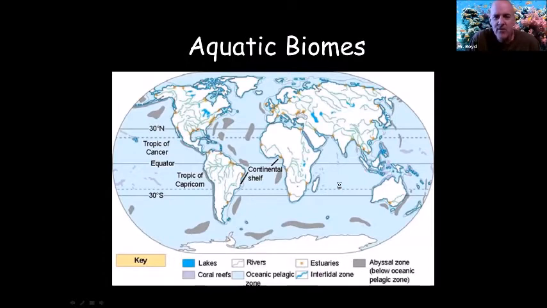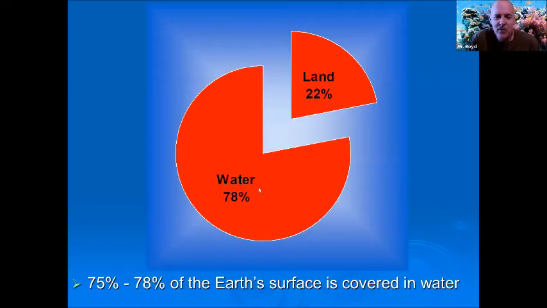You'll notice from this map that the aquatic biomes make up a significant percent of the planet. Depending on how you measure it, the water is between 75 and 78% of the Earth's surface. So even though we spend a lot of time talking about land and environmental issues on the land, most of the planet is water.